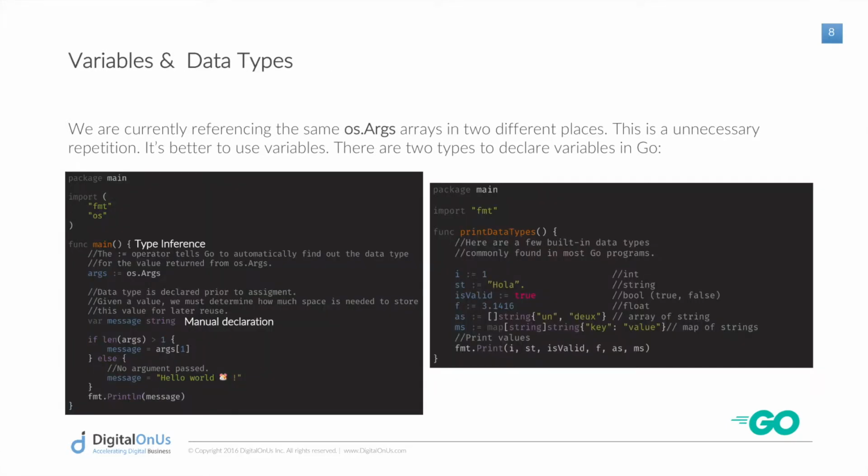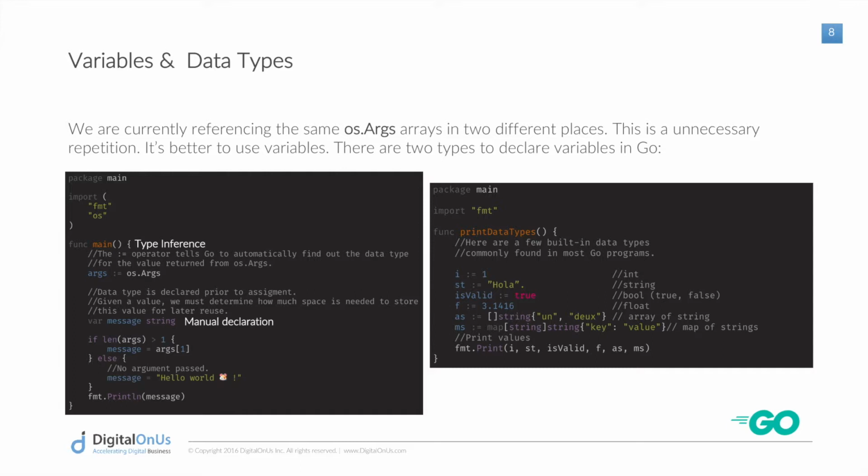Now, we'll learn how to create variables and work with data types. Let's go back to where we finished in the last section. Notice here that we are referencing the os.Args array twice from two different places. This is an unnecessary repetition and an indirect practice.